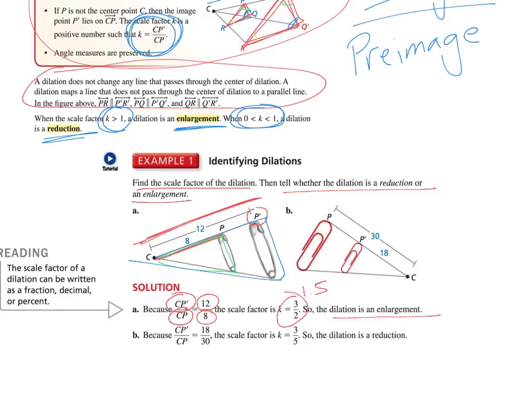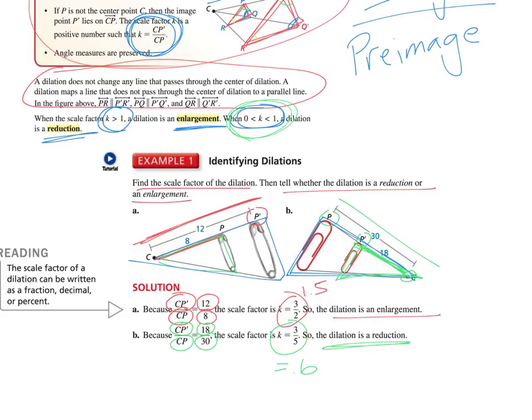Going to part B, where is our P prime? Right here. So this is our side length we want to start with. We have 18, because that's our image, over the pre-image. Our pre-image, just P, that's what we started with, that's 30, and that reduces to 3/5. And 3/5 is equal to 0.6, and that's between 0 and 1. So the image is a reduction. We started with this bigger paper clip, or this bigger triangle, and then we ended up with a smaller triangle, or a smaller paper clip.